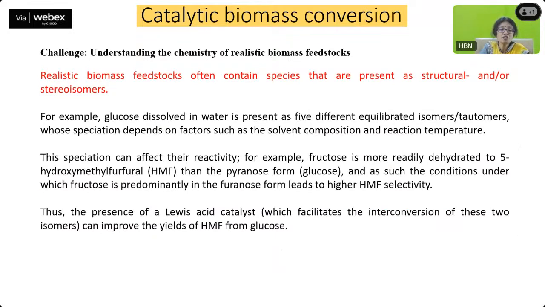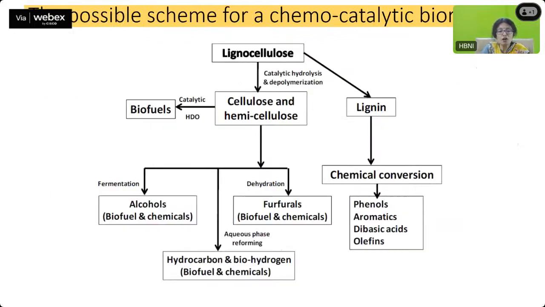Realistic biomass feedstocks also contain species that are present as structural isomers or stereoisomers. When glucose is dissolved in water, as an example, you will find 5 different equilibrated isomers or tautomers. This speciation depends on factors such as solvent composition and the reaction temperature. Speciation can affect reactivity. For example, fructose is more easily dehydrated to 5-hydroxymethylfurfural, that is HMF, than the pyranose form, which is glucose. As such, the conditions under which fructose is predominantly in the furanose form lead to higher HMF selectivity. Thus the presence of a Lewis acid catalyst, which facilitates the interconversion of these two isomers, can improve the yields of HMF from glucose. So all these different small factors need to be considered when you are designing a catalyst for biomass conversion.